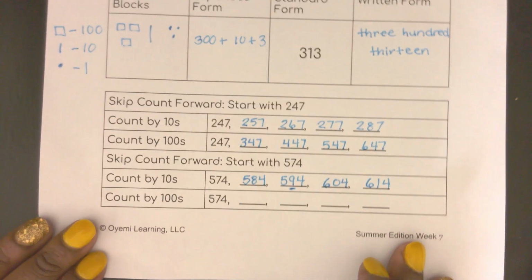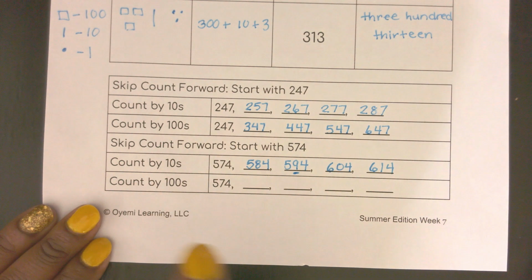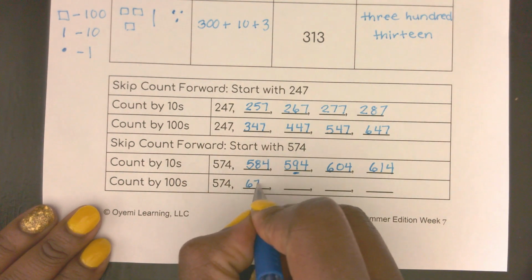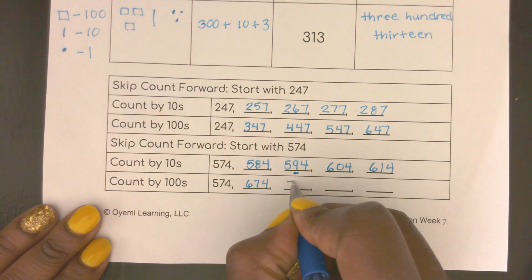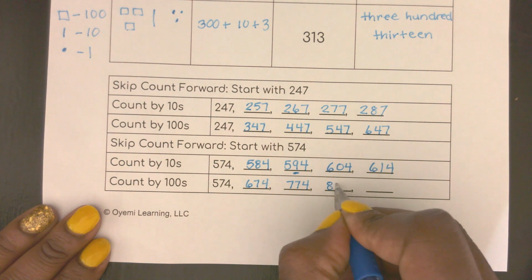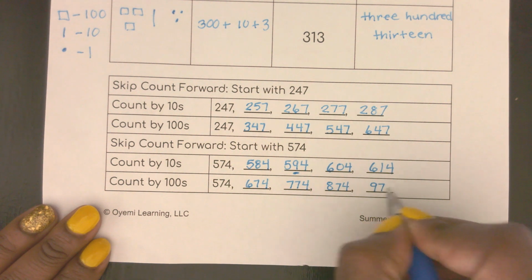So let's do the same thing here. Here I'm counting by hundreds. 574, 674, 774, 874, and 974.